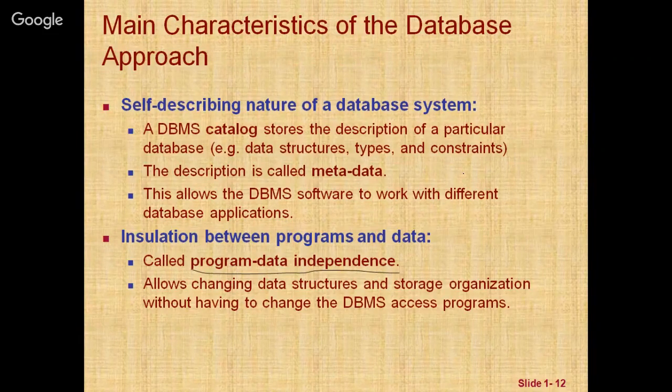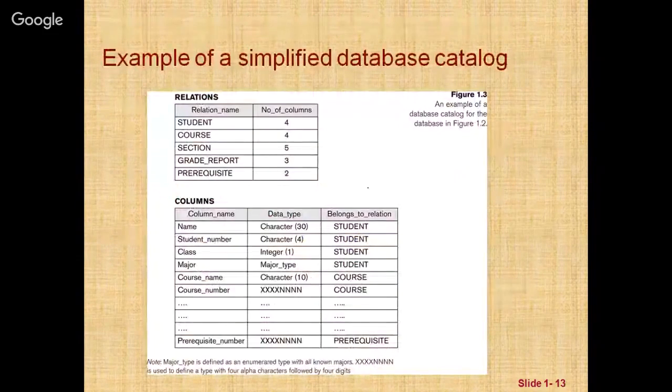So this is one simplified database catalog where you have, as I said in my first characteristic, the relation name, the number of columns, and the data type of each column name. For example, student number here is of character type, which is of width 4, and other column names.